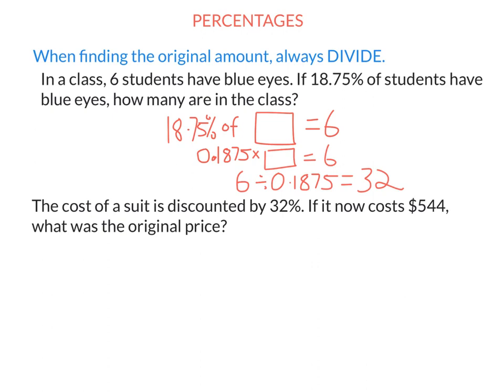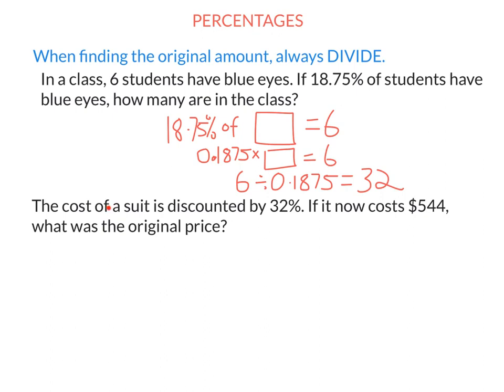So we're actually finding the original amount. We're finding what number, when we take 18.75% of it, gives us an answer of 6. And the answer is 32. If you take 18.75% of 32, you have 6. That's why that's the answer. So let's look at the second one.